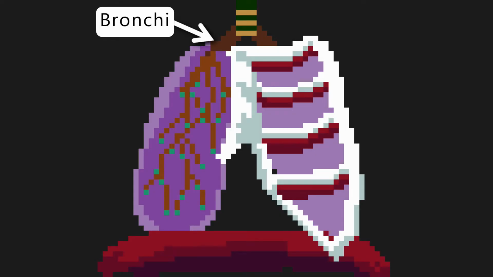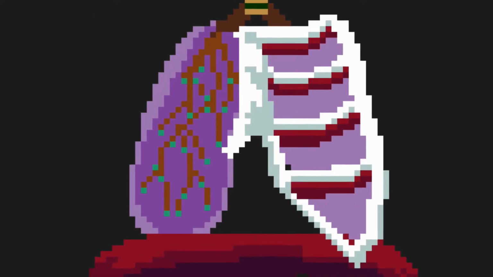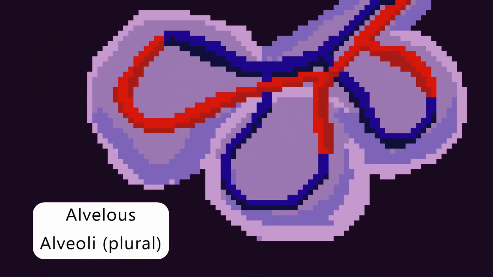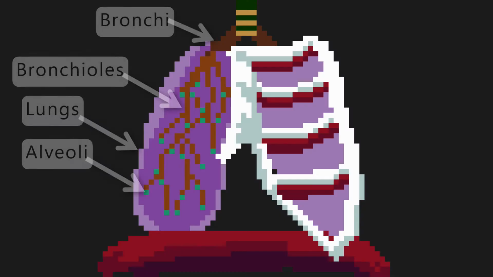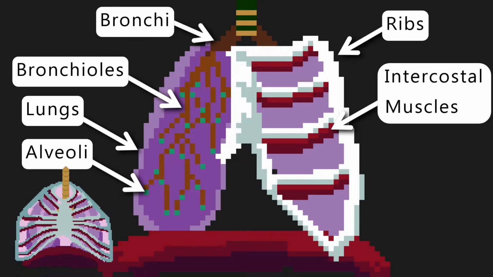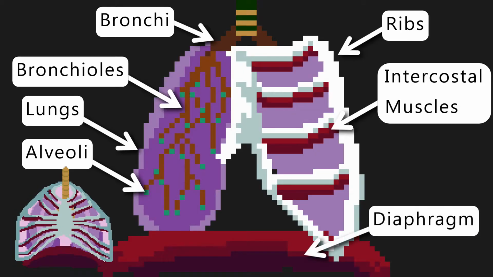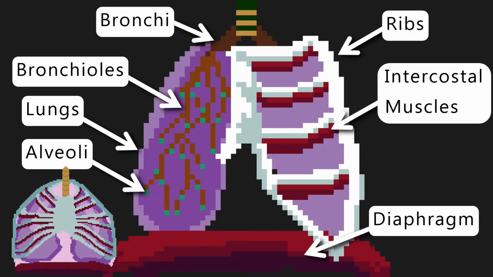Then, the air can go down into either the left or right lung via the bronchi. The bronchi then branch out many times, and these smaller branches are called the bronchioles. At the end of the bronchioles are the alveoli. This is where gas exchange occurs between the blood and the alveoli. Obviously, you need to be able to label the lungs themselves, and surrounding the lungs are the ribs. Between the ribs are the intercostal muscles, which cause the ribs to expand and move up, and contract and move down. Finally, underneath the lungs is the diaphragm, which is the muscle that controls inspiration and expiration.